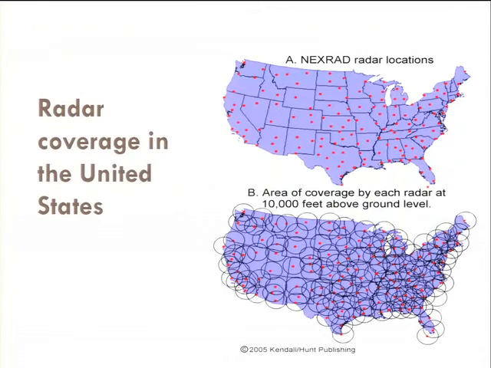These are the NEXRAD locations across the United States. Now, it's kind of interesting. You'll notice that almost all of these correspond to airports. All right, so obviously we need to have a radar at every airport. And the main reason that these radars were actually developed was to prevent plane crashes.